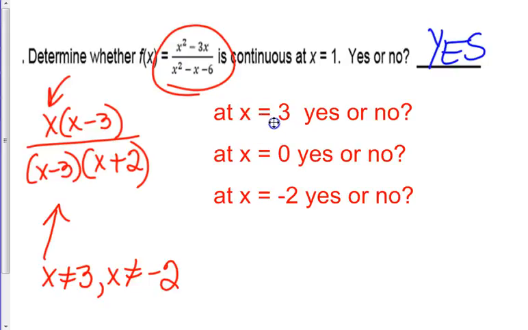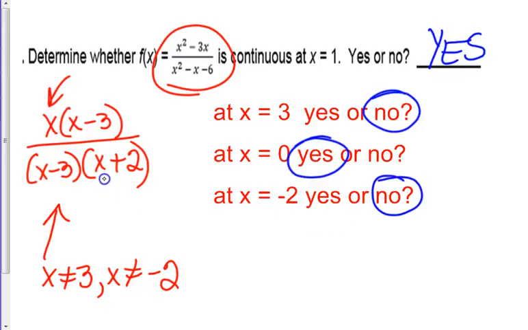At 3, is this continuous? No, because it's not in the domain. At 0, yes, it is continuous. You could test, remember, if you want, you could test values on either side and see that they exist. -2, no, because it's a restriction from the domain. Okay?